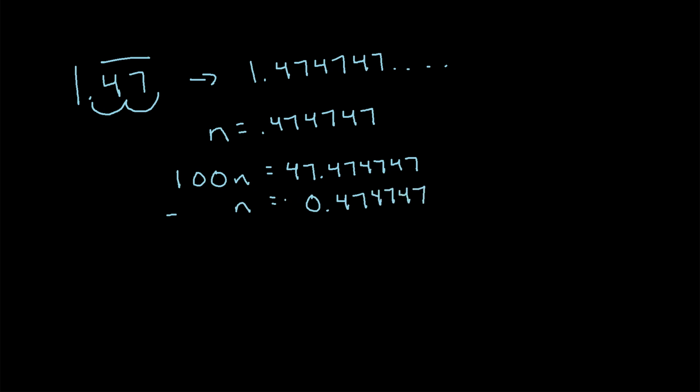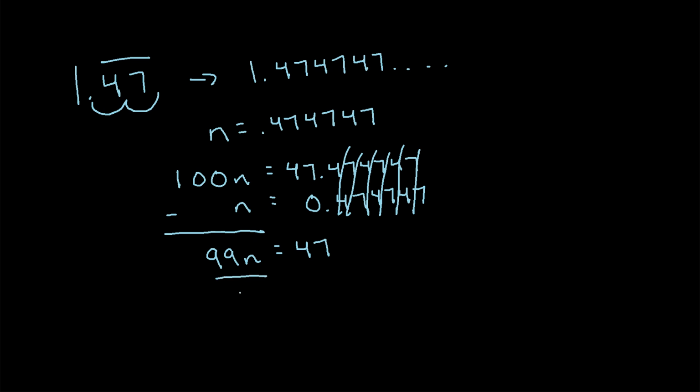And notice that when we perform this subtraction, all of these values after the decimal would go away. They would be subtracted away. So let's see what we get. 100n minus 1n. 100 minus 1 is just 99. So we have 99n is equal to, on the right-hand side, we're just left with 47 minus 0. So that's 47. And once again, we want to get the n all by itself.